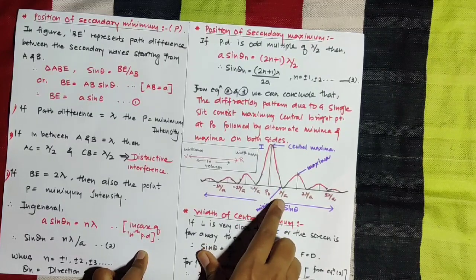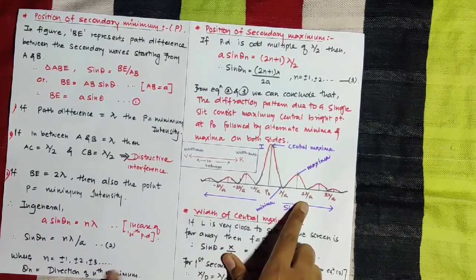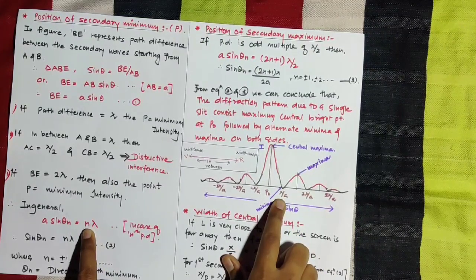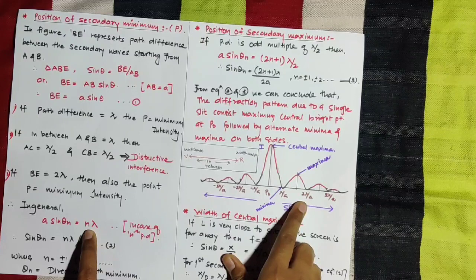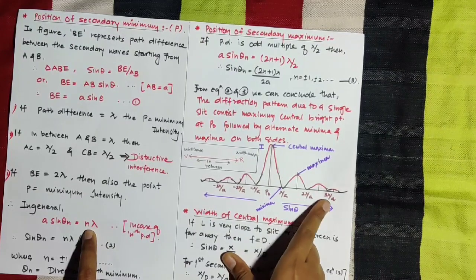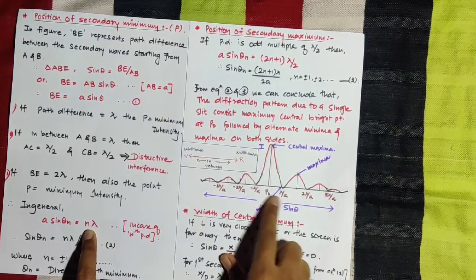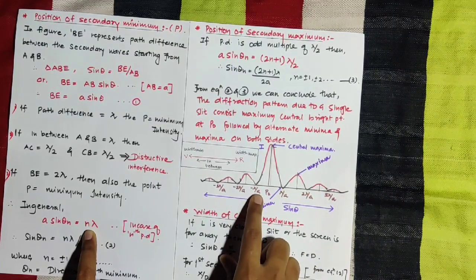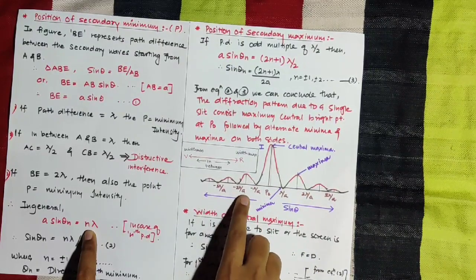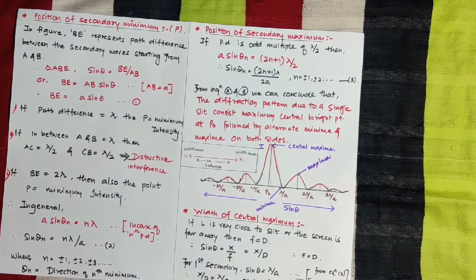So the minima we represent as lambda upon a, 2 lambda upon a. Why? We have considered n lambda. So n is equal to 1, then we can write lambda upon a. n is equal to 2, we write 2 lambda upon a. n is equal to 3, we write 3 lambda upon a. Same for negative: minus 1, so minus lambda upon a, minus 2 lambda upon a, minus 3 lambda upon a.